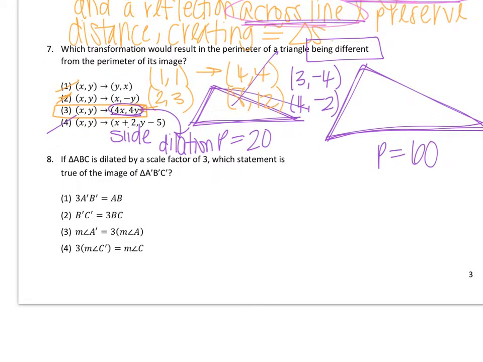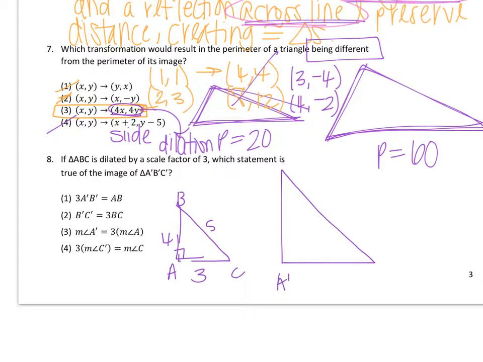Last question on your notes today. It says, if triangle ABC is dilated by a scale factor of 3, which statement is true of the image A prime, B prime, C prime? So when I see questions like this, I always like to sketch a right triangle. Oops, no primes, just ABC. And I always call it a 3, 4, 5 triangle. Then it's dilated by a scale factor of 3, which means it's getting larger to make A prime, B prime, C prime. And if we're multiplying by 3, that means A prime, C prime is 9, 4 times 3 gives us 12, 5 times 3 gives us 15.